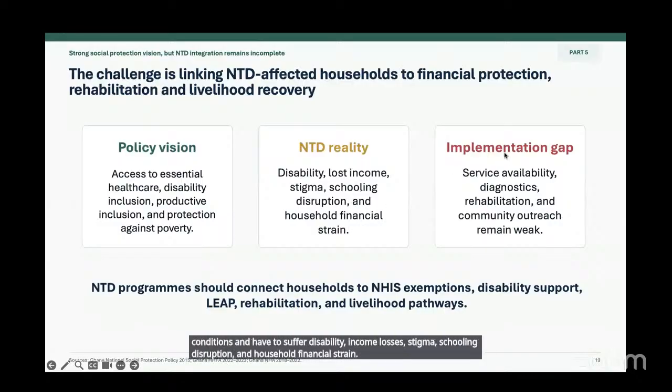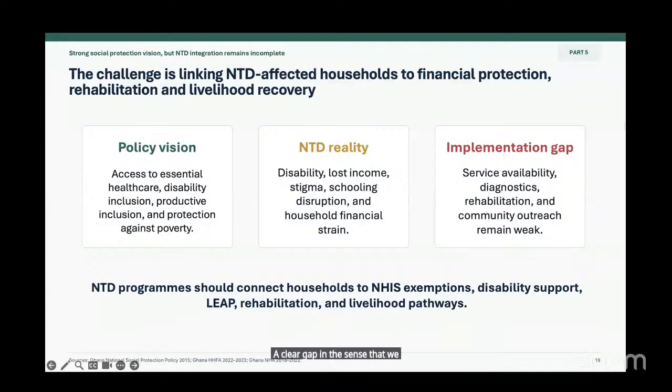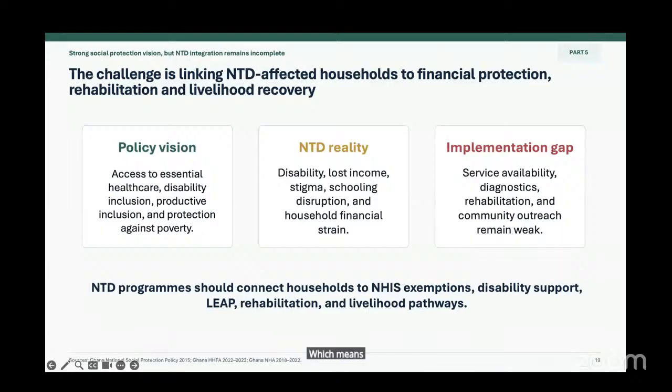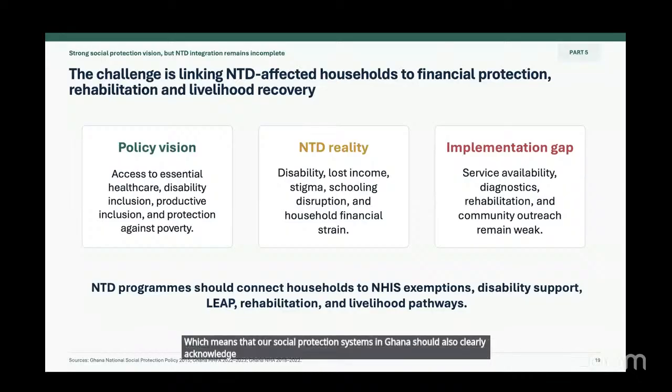So obviously there's a clear gap in the sense that we have services that are not readily available for these people, diagnostics not there, rehabilitation, as we have seen, the data is almost non-existent, and community outreach remains very weak, which means that our social protection systems in Ghana should also clearly acknowledge NTD patients as individuals whose coping strategies should be integrated in the country's social protection programs.